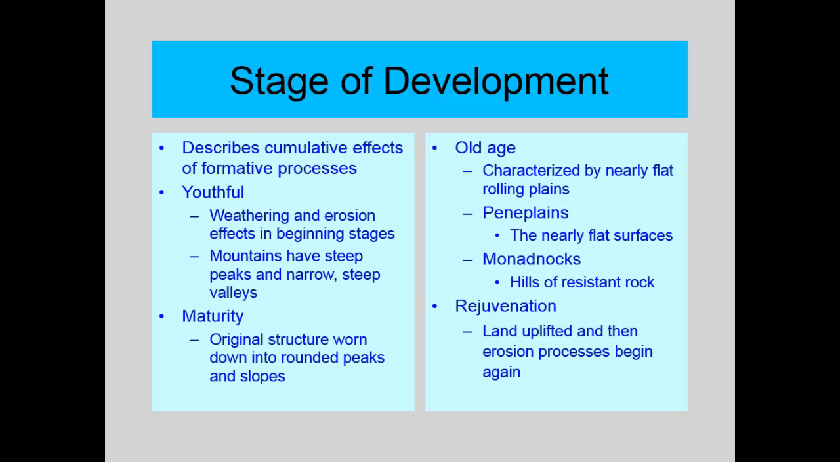Now, these are youthful, they're going to maturity, going to old age, but the thing doesn't stop there. You get rejuvenation. This is when the land is uplifted, and then the erosion processes begin again. What creates that uplift? The plate tectonics, generally, or things like that, which create new folding, new faulting, maybe even volcanic activity, something that makes new, and nothing ever stays the same. Okay? It's very slow change, but it's always changing. Okay?